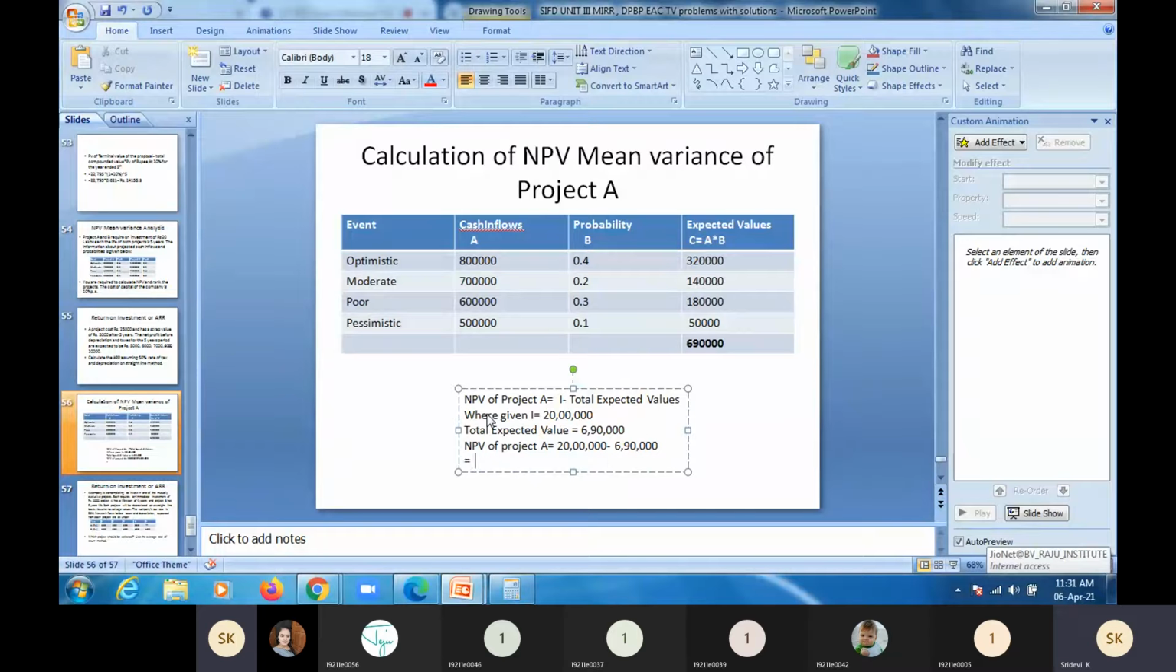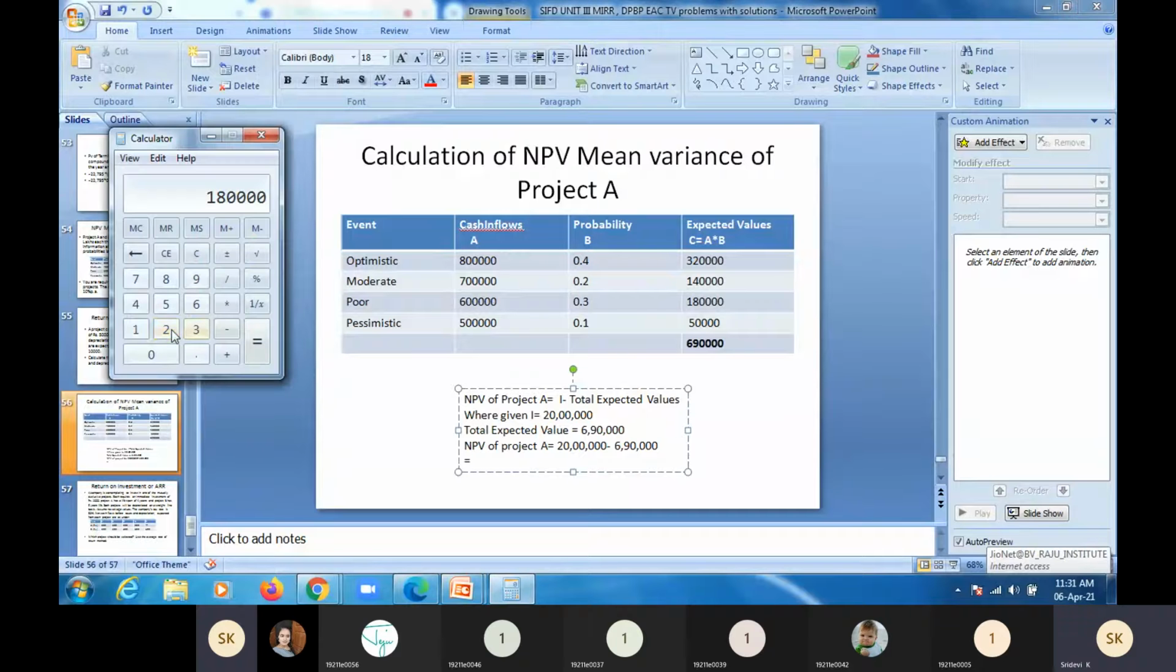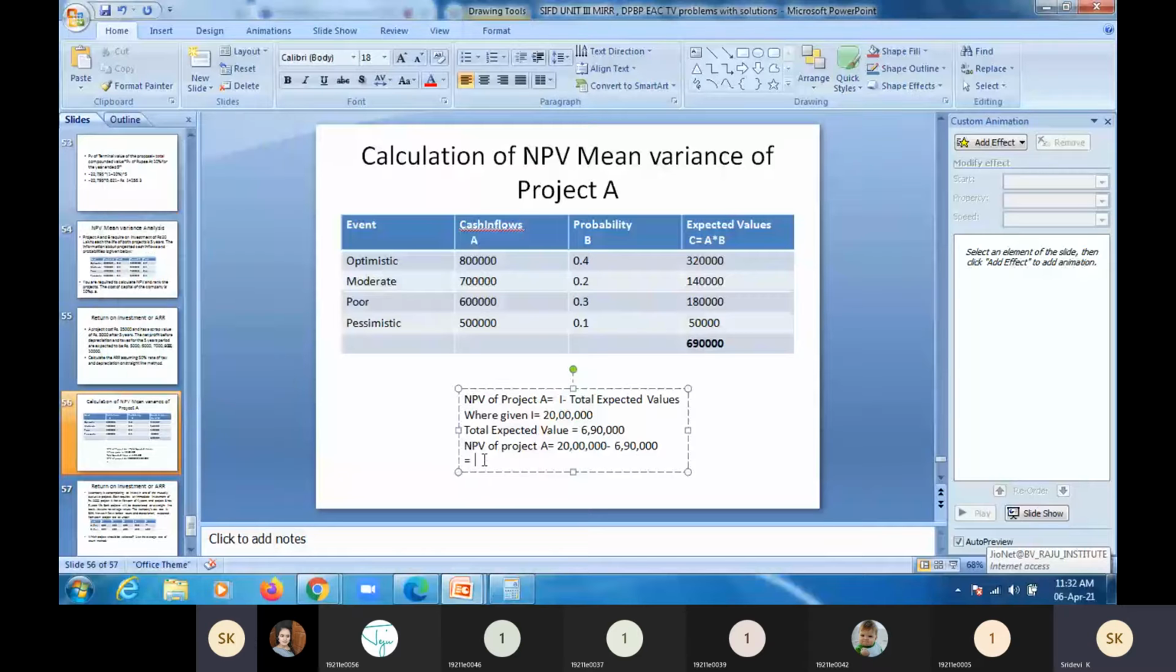So that is equal to how much will you get? 20 lakhs minus 6 lakhs, equal to 1 lakh, sorry, 13 lakhs 10,000 you are getting now. 13 lakhs 10,000. So this is rupees.